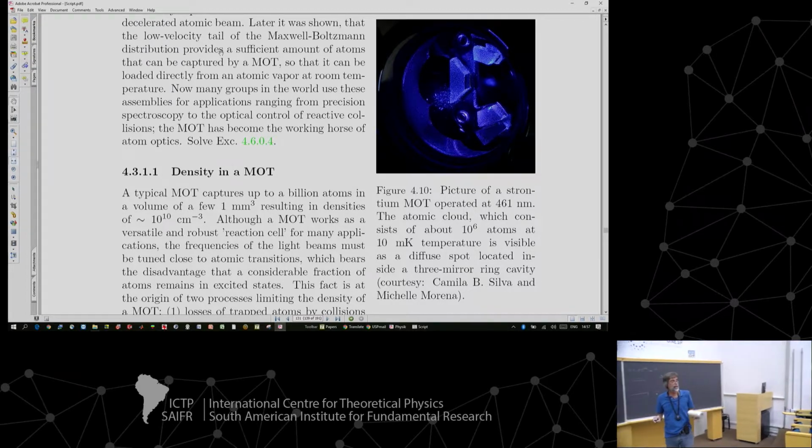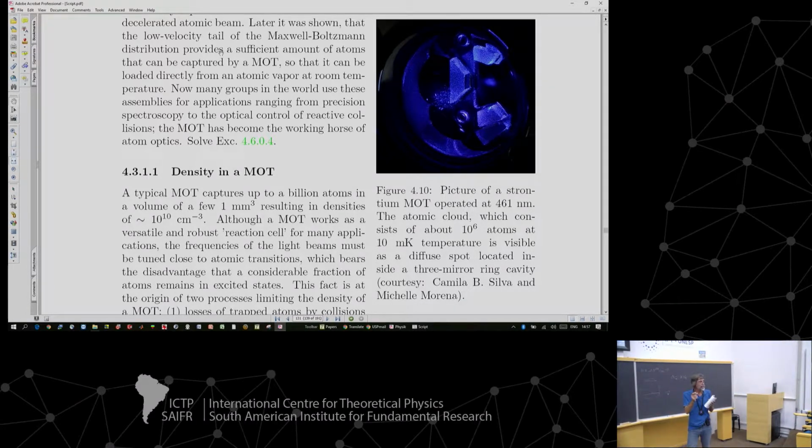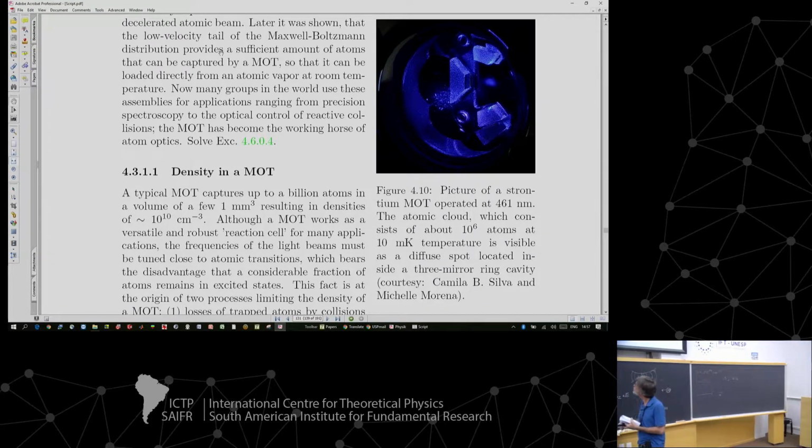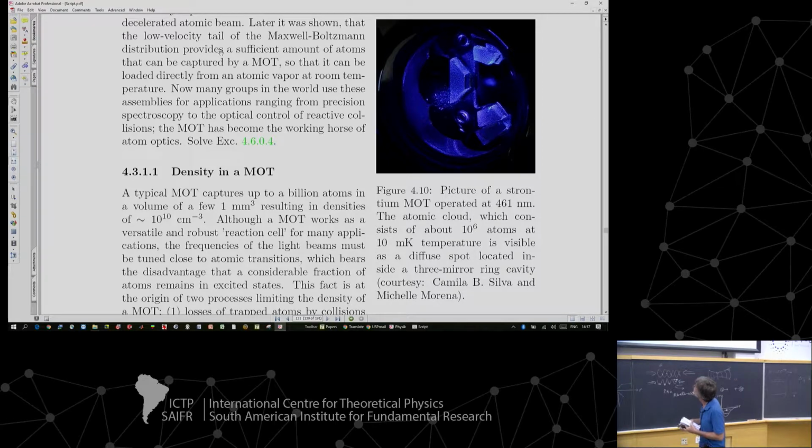For strontium, there are other transitions with much narrower lines. So the transition that you use for cooling this down has a line width of 30 megahertz. But we also have transitions with about 10 kilohertz line widths, and this can take our temperature down to 1 microkelvin. So just by optical means, just using a magneto-optical trap in strontium, we are able to cool down to 1 microkelvin temperature, which is only a factor of 2 away from Bose-Einstein condensation. Okay, there are other tricks.